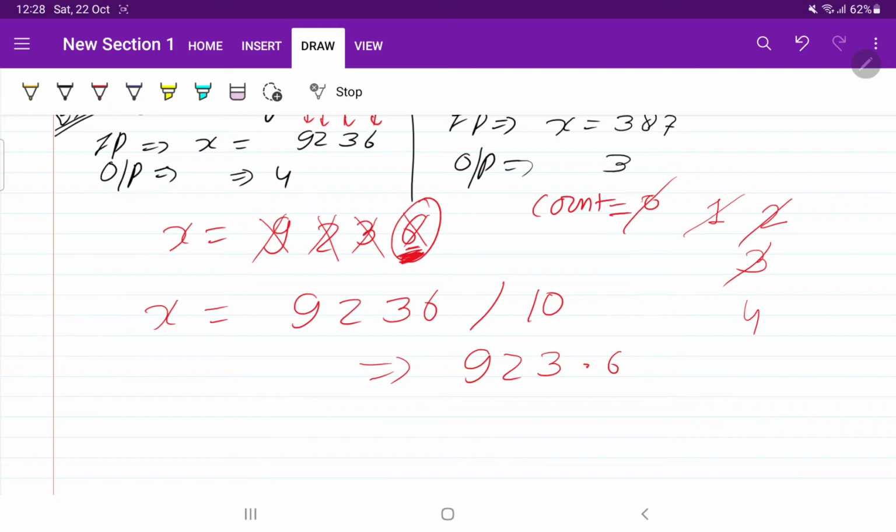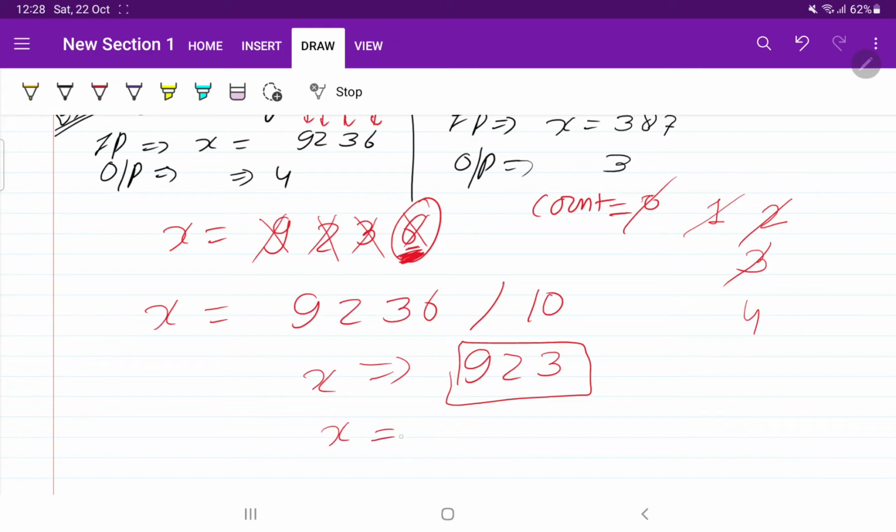But in computer, if you divide a number by 10, it will give you the integer solution, meaning it will remove the 0.6. So what you will get? You will get 923. So this is what only we required. I told you, we need to remove 6. Now our x has become 923.